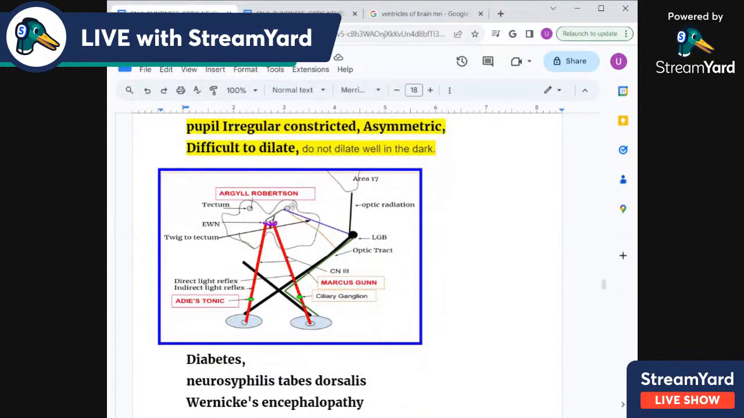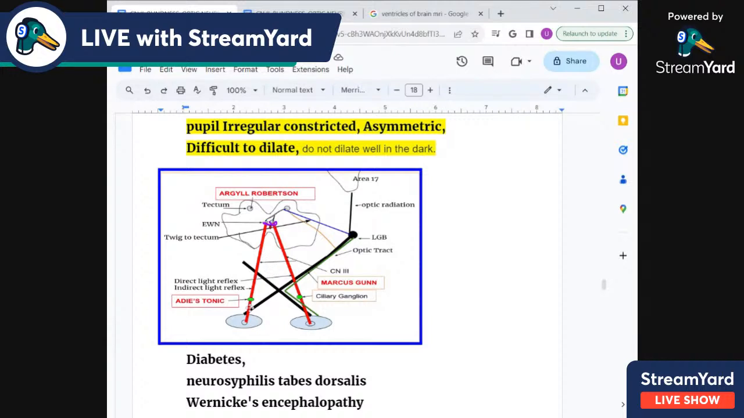Why is it absent? Because it usually occurs in syphilis or diabetes and other encephalopathy or any other condition or tumor that affects this part of the midbrain, that disconnects the communication between the midbrain and the Edinger-Westphal nucleus, which is bilaterally connected to this. So in this case, the pupil is bilaterally irregular. It's slightly constricted and difficult to dilate. So this pupillary light reflex is absent in Argyll-Robertson pupil.